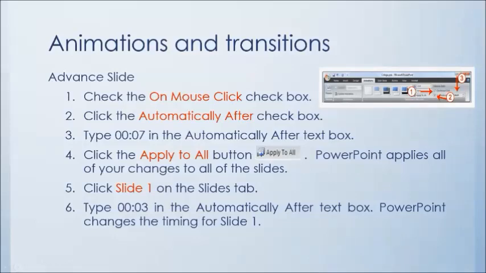Click slide 1 on the Slides tab. Then type 00:03 in the Automatically After text box. PowerPoint changes the timing for slide 1. Here is the icon for the advance slide.